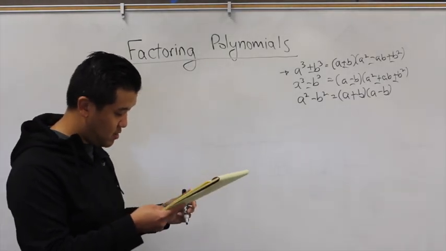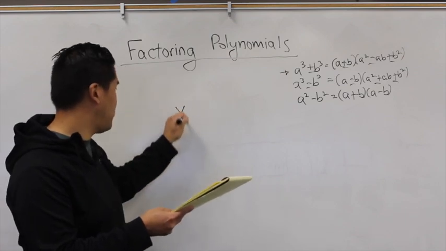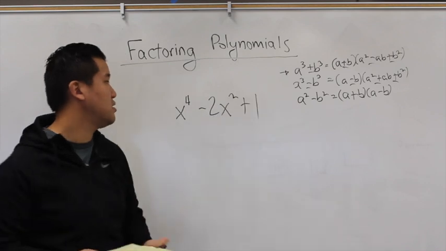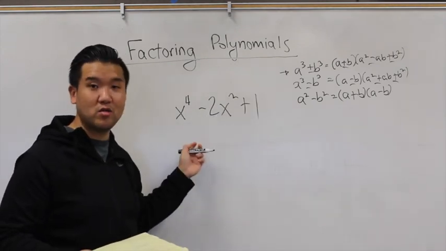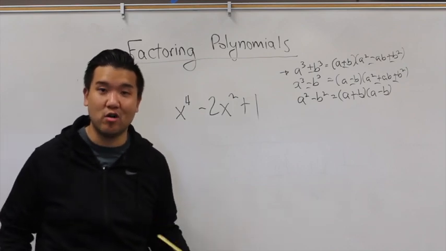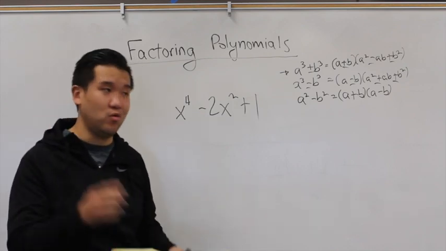Let's say we have x to the 4th minus 2x squared plus 1. It's a trinomial. It's jumping up by 2's. That's your hint. You're going to have to use quadratic form. Try it. Don't give up. Go.